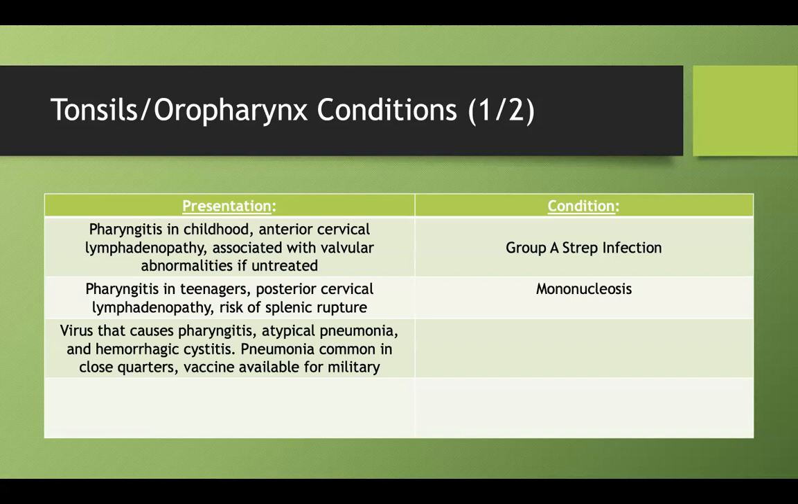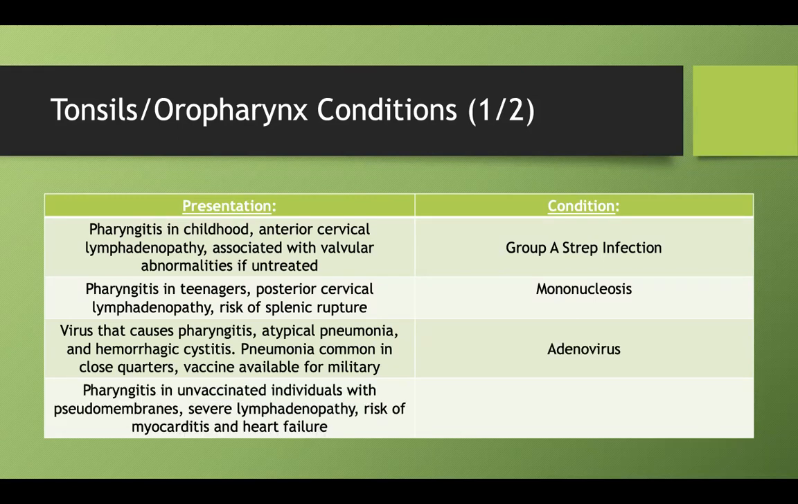How about what class of viruses cause pharyngitis, atypical pneumonias, and hemorrhagic cystitis. The pneumonia is often in close quarters, and we have a vaccine available for those in the military. That is adenovirus.